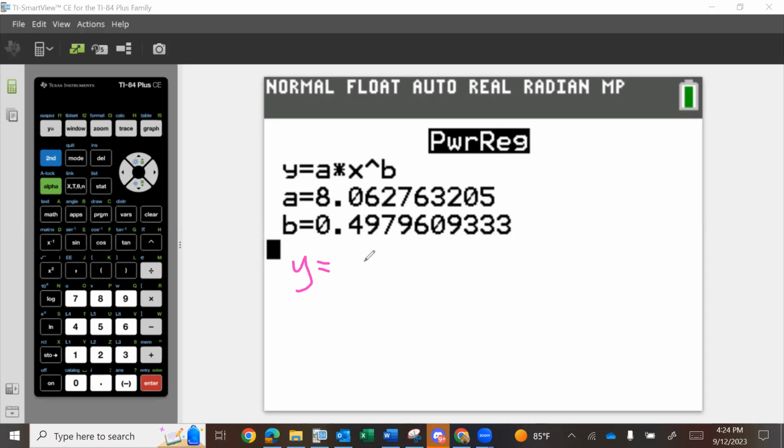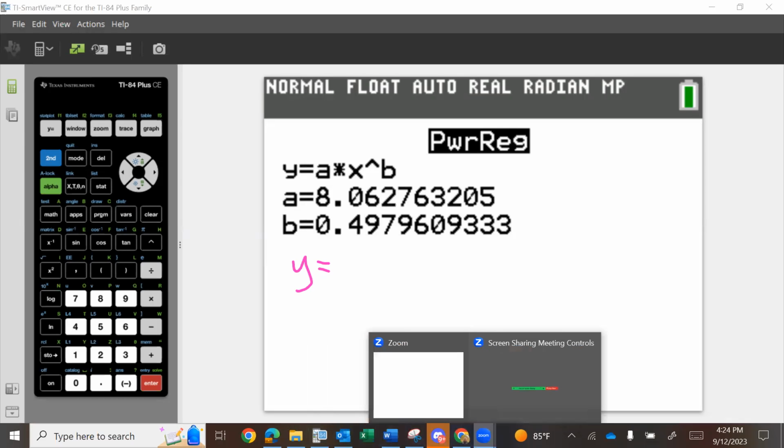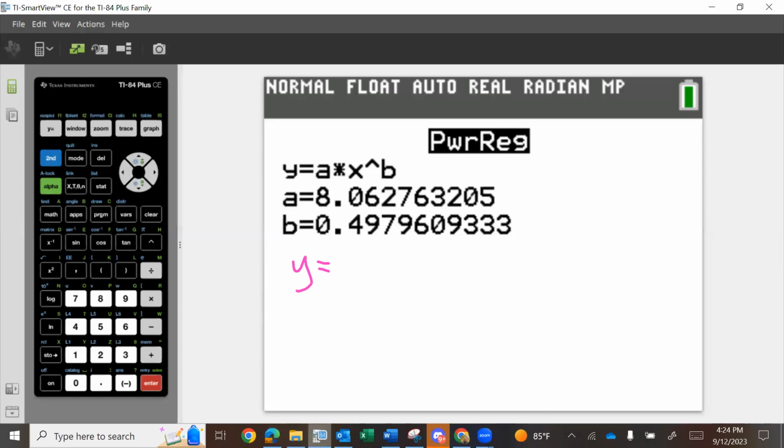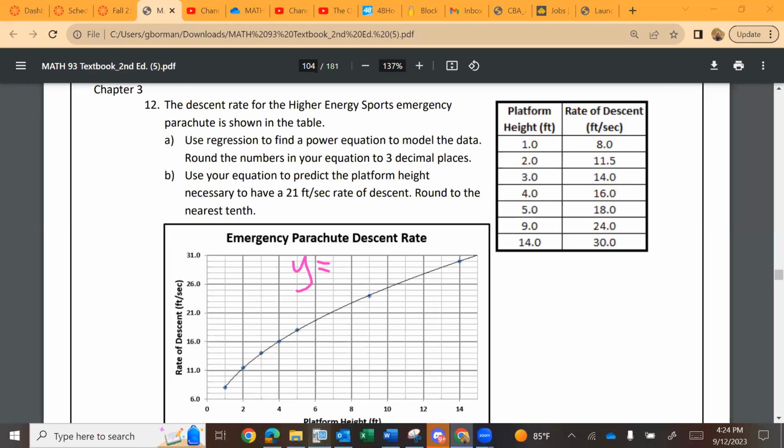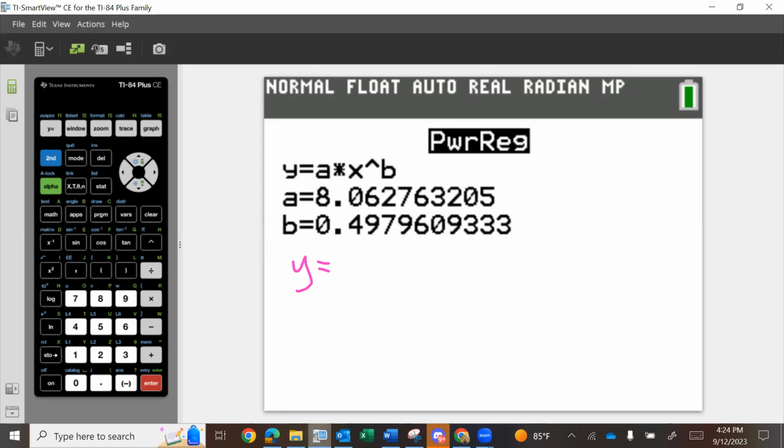Okay, so y equals... oh, and then of course I did not see how many decimal places we're going to round this off. Where do I keep that? Oh, right here. Three decimal places. Got it. All right, so y equals 8.063 x raised to the 0.498 power. Okay, part A is done.